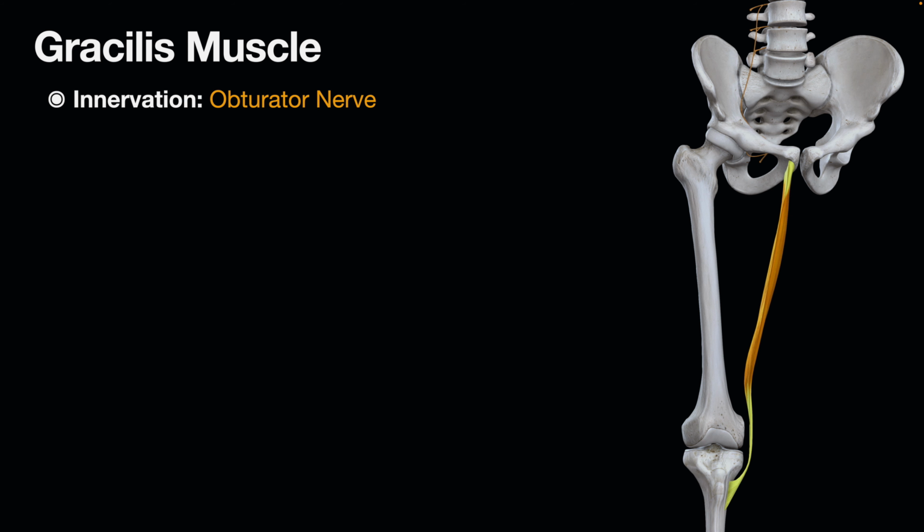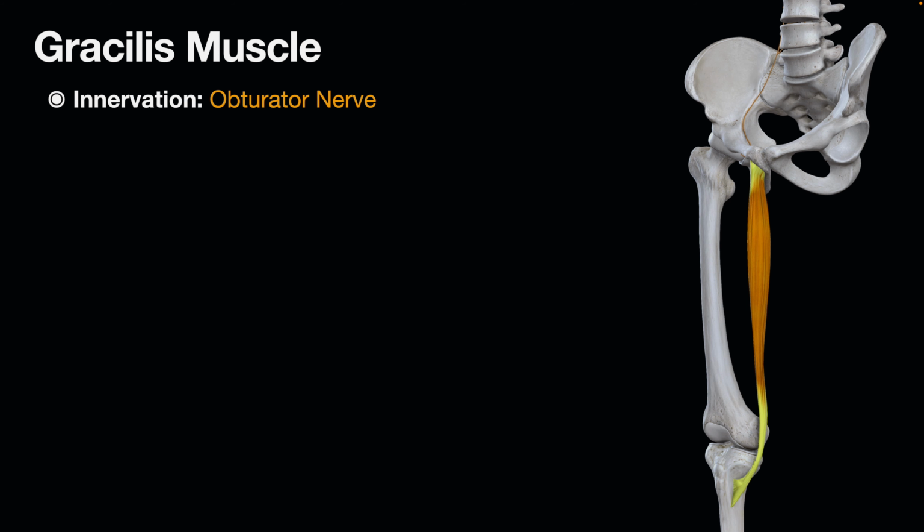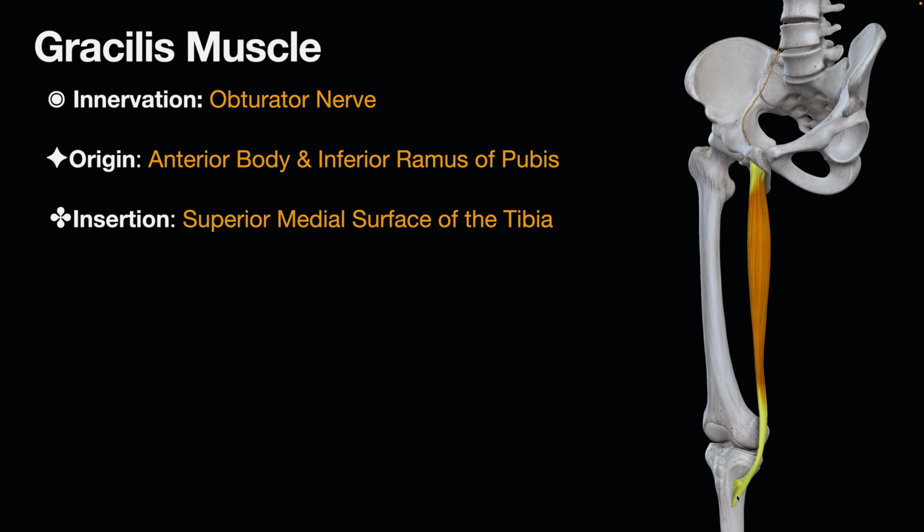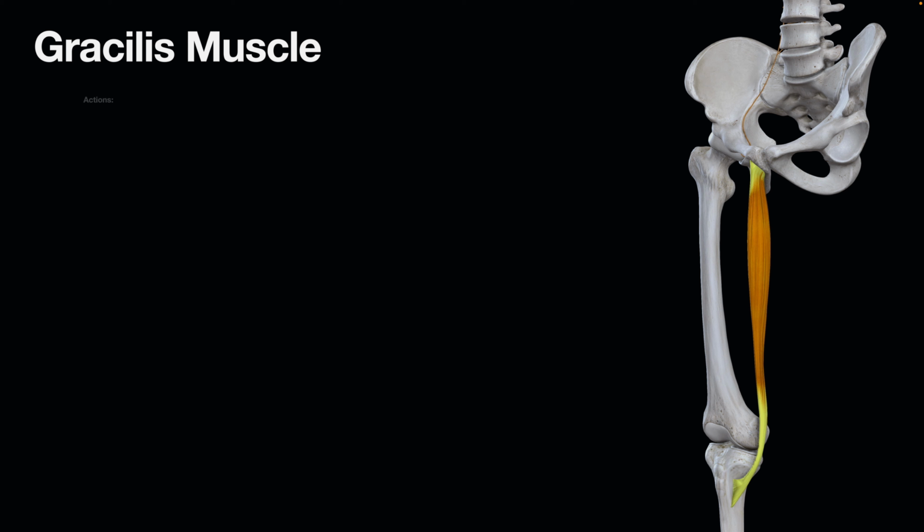The gracilis is a long, thin, flat muscle that starts out broad at its origins on the anterior body and inferior ramus of the pubis. The muscle's fibers taper off as they travel inferiorly, ultimately blending into a round tendon which inserts on the superior medial surface of the proximal tibia.